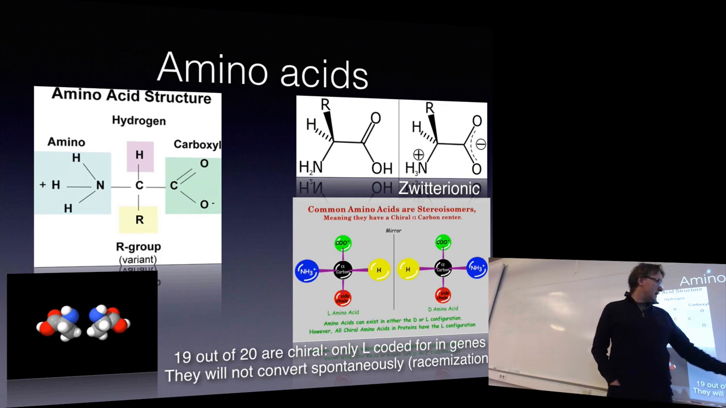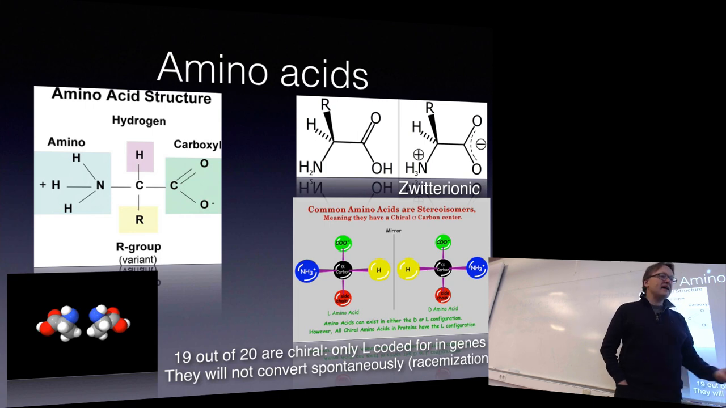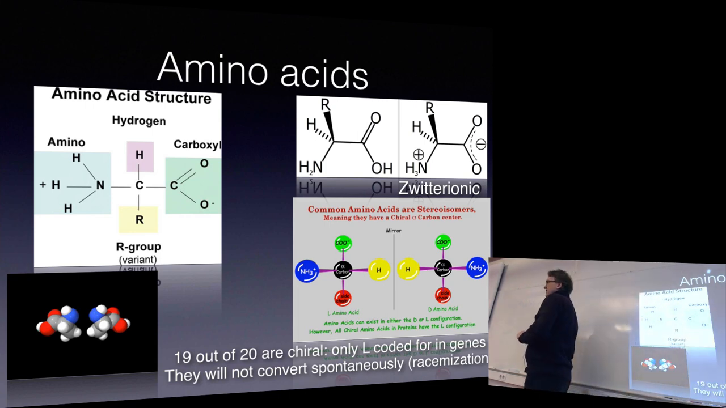And one of them you call L, and the other one is called D, and that has to do with the order of these groups. Only the L ones are coded for in our genes. Why?